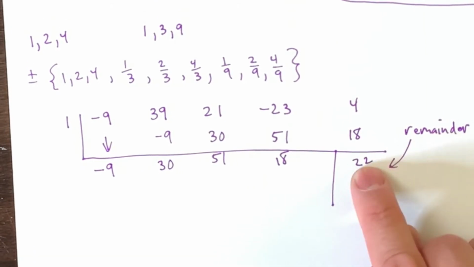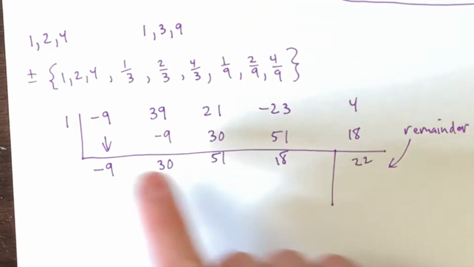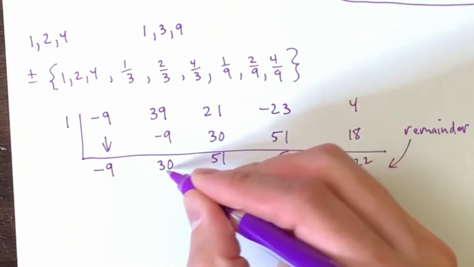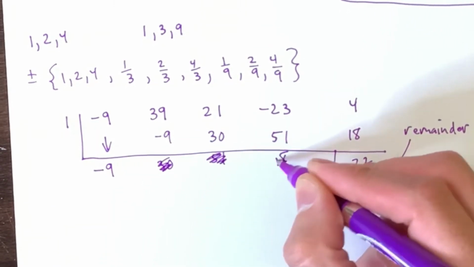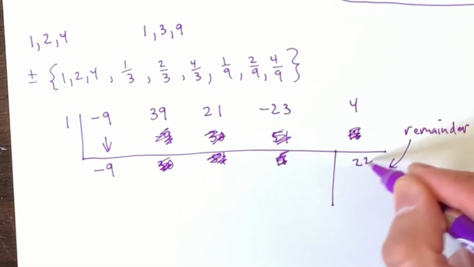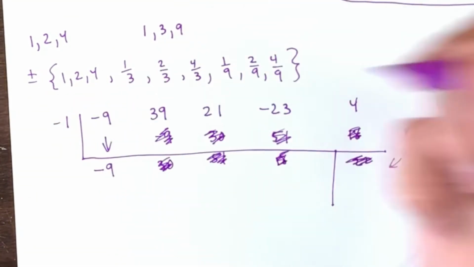The remainder has to be 0. If it's not 0, that means that this number was a fail. So this one was a fail. So let me try this again. And it's really good if you have a whiteboard where you don't have to erase, you can just scribble it off. So let me try -1.